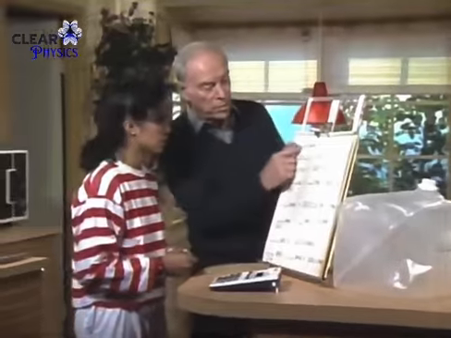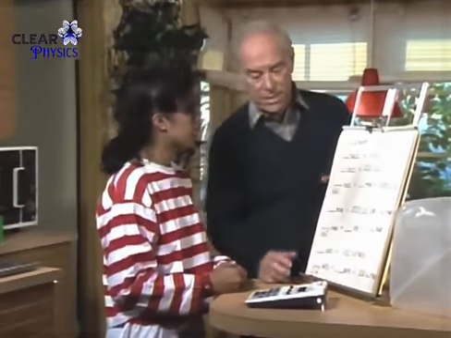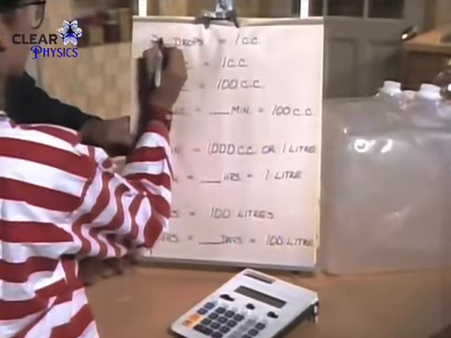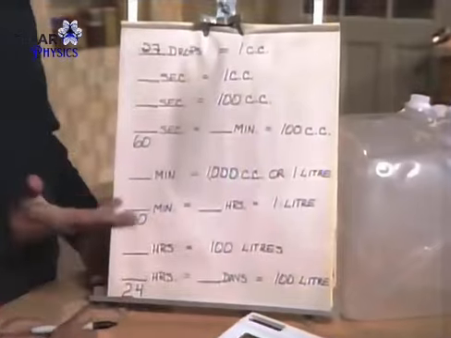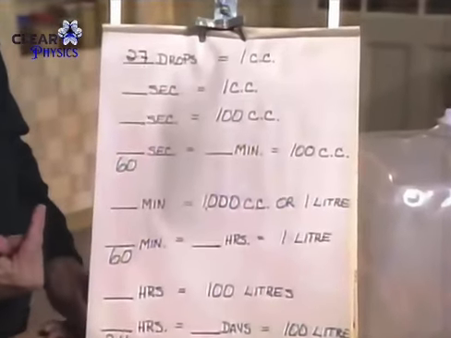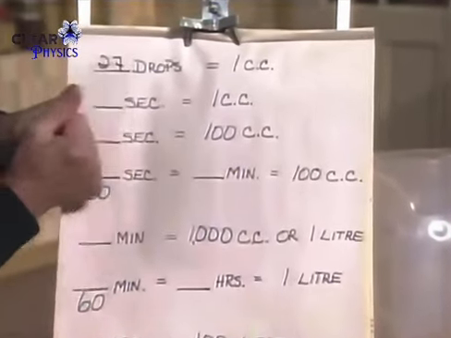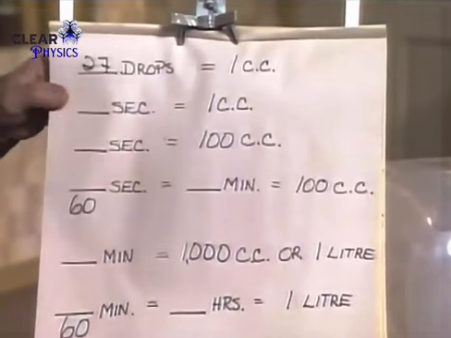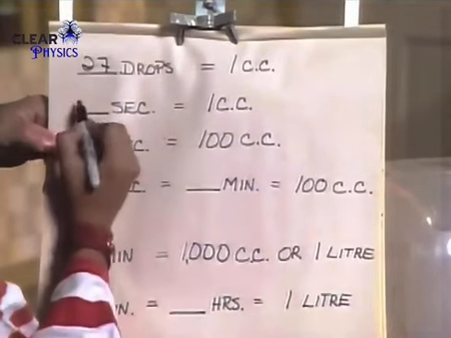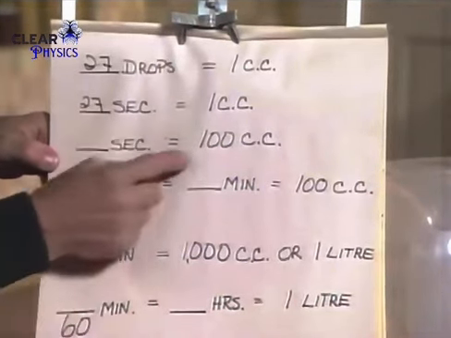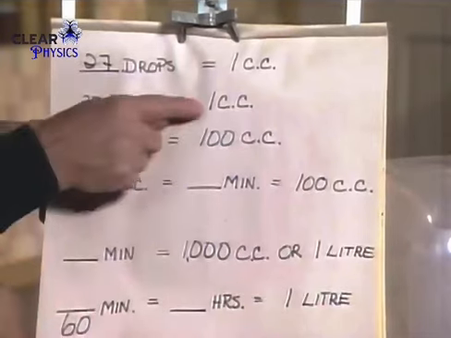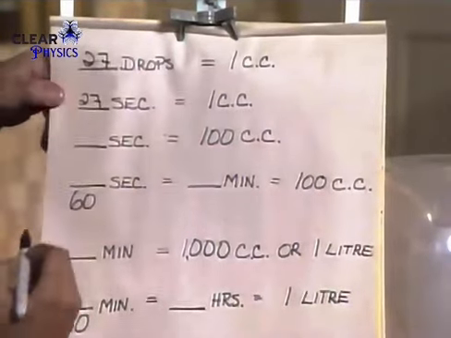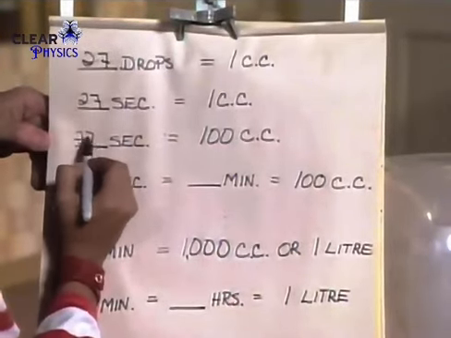Here's the pen. So here you can fill in how many drops per 1 cc? 27. Okay, now we just assumed that it was 1 drip a second. So how many drips would be 1 cc? How many seconds? 27 seconds, right. Okay, now multiply it by, this was 1 cc, now multiply it by 100. How many seconds? 2,700. Right.